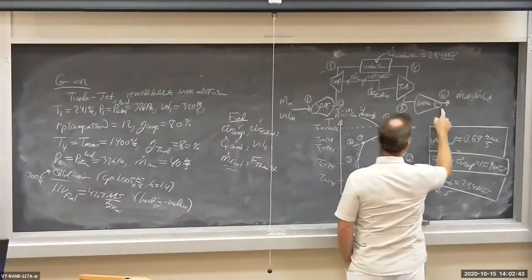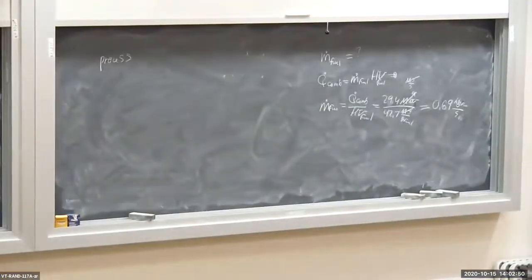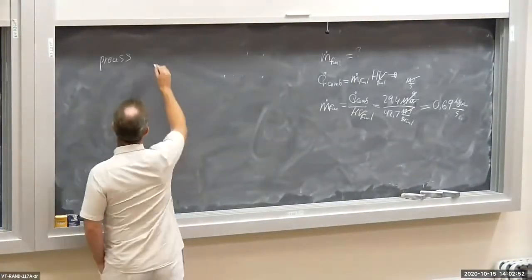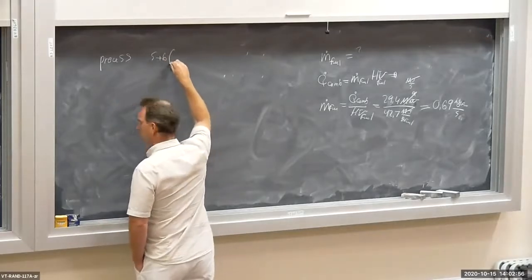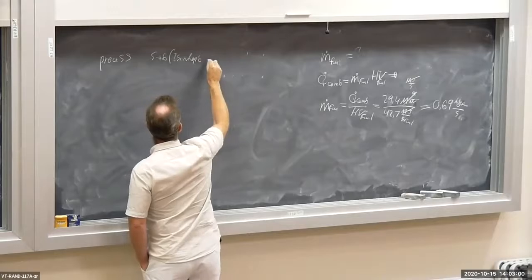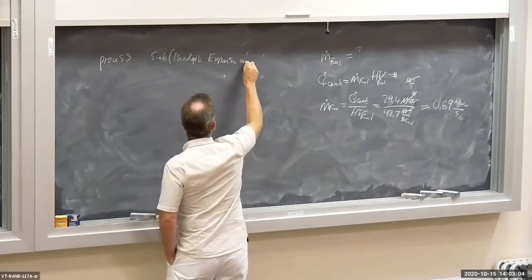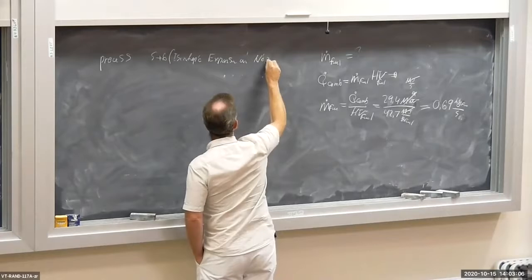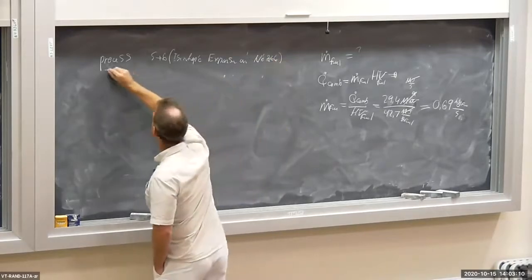Process 5 to 6 through the nozzle. I want the outlet velocity, VEL6. Okay? So we look at process 5 to 6, and that is adiabatic, reversible, and therefore isentropic expansion in the nozzle. Okay?